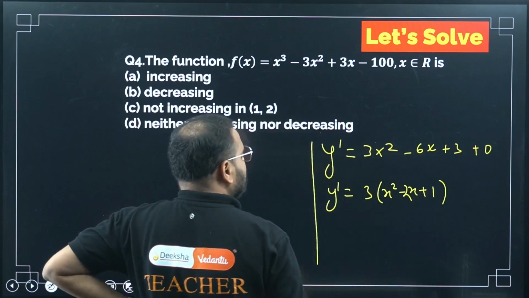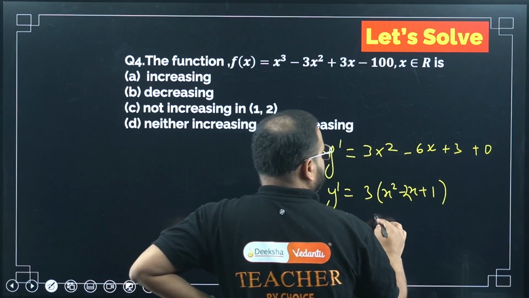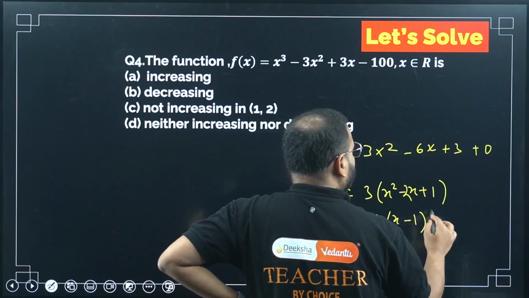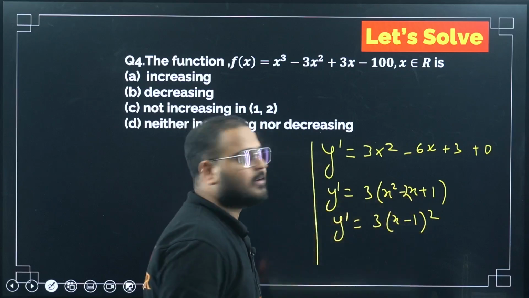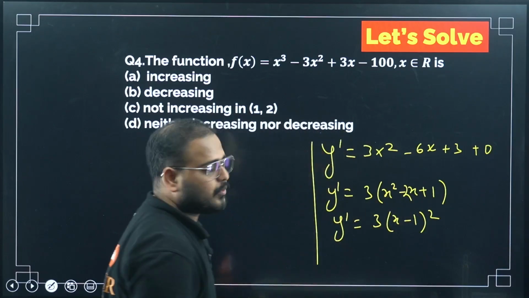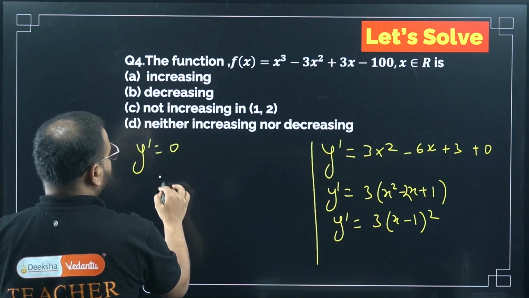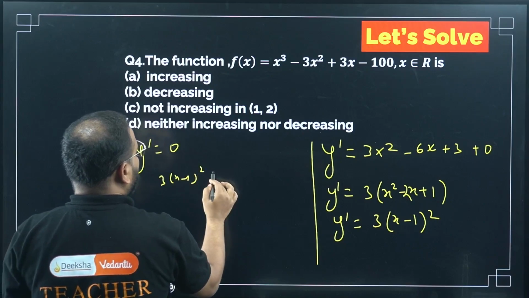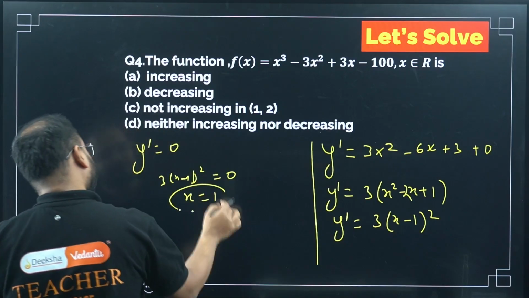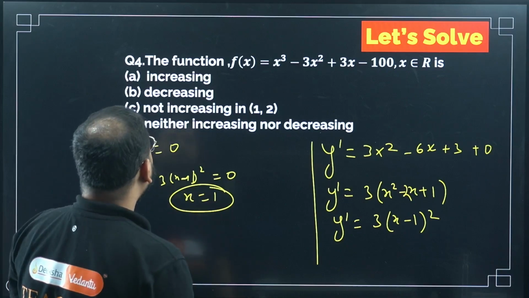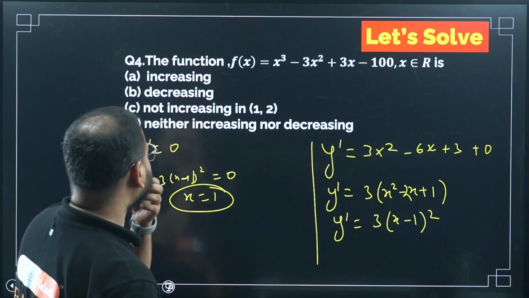Please check here. This 0 I am not taking. y dash is going to be 3 times (x minus 1) the whole square, or not? Check here: x minus 1 the whole square gives x square plus 1, and simply minus 2x. Now what is the next step? y dash equals 0. So 3 times (x minus 1) the whole square I put equal to 0. I get x equals 1. Now if you see here, it's an increasing function.